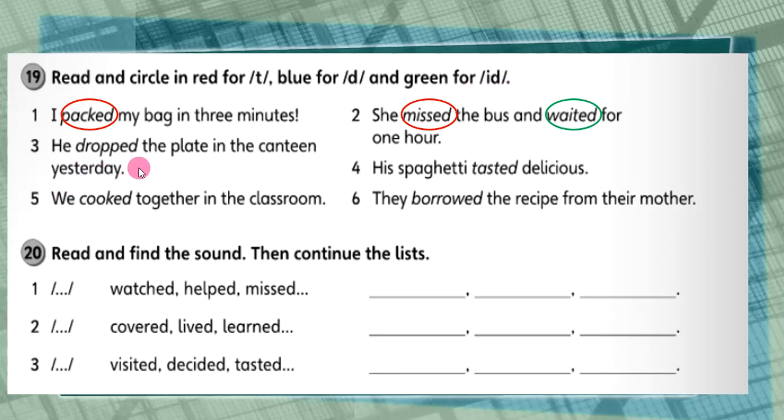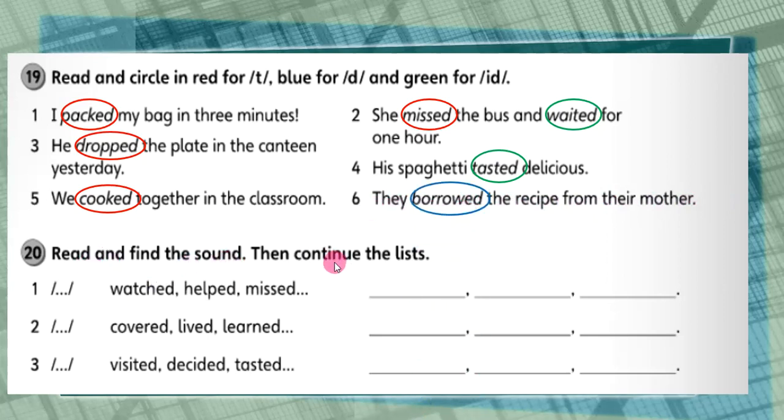Number 3: he dropped the plate in the canteen yesterday. Dropped here is, well done, the t sound. You're going to circle it in red. Number 4: his spaghetti tasted delicious. Well done. Tasted here is an id sound. Number 5: we cooked together in the classroom. Cooked here is a t sound. Number 6: they borrowed the recipe from their mother. So borrowed here is the d sound.